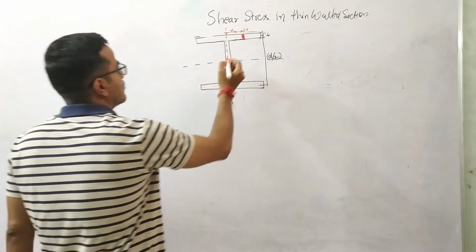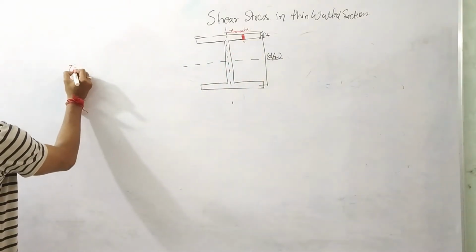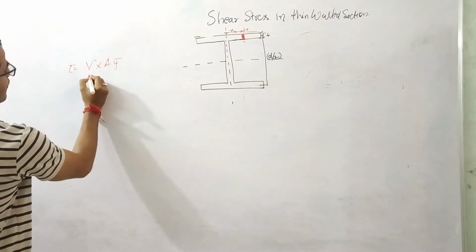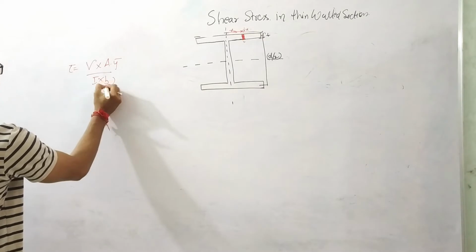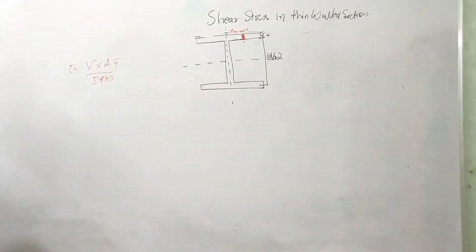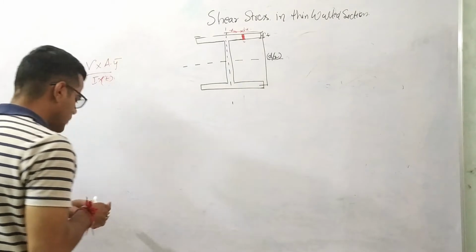What will be the shear stress for this element dx? As we have already known, tau is equal to V into A into Y bar over I into D. Here D is nothing but the thickness t. Now I have taken the element dx over here.